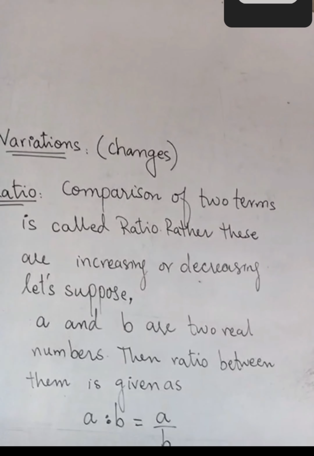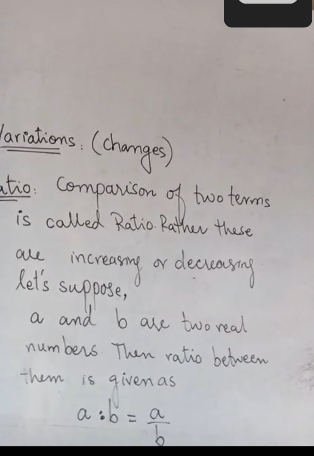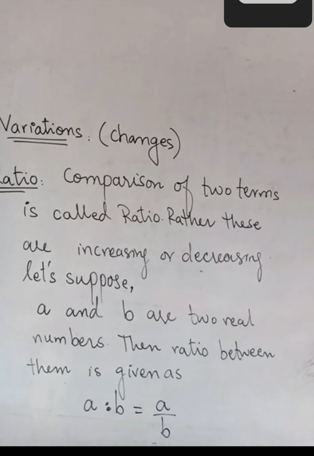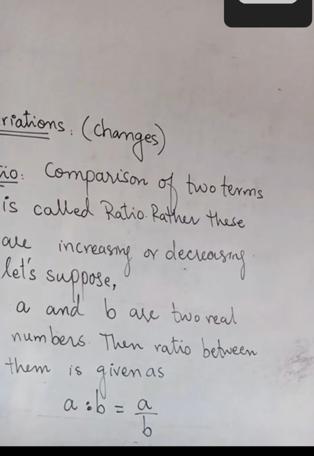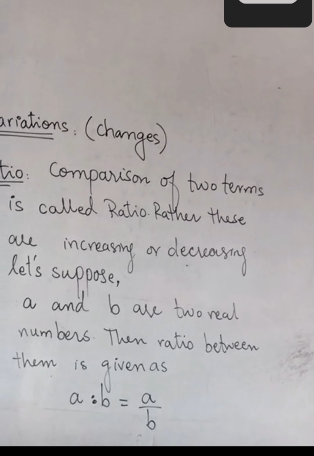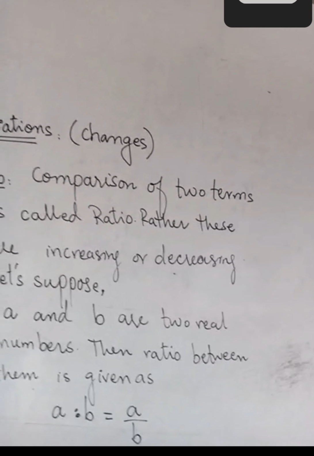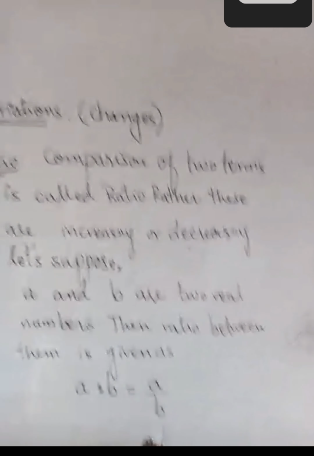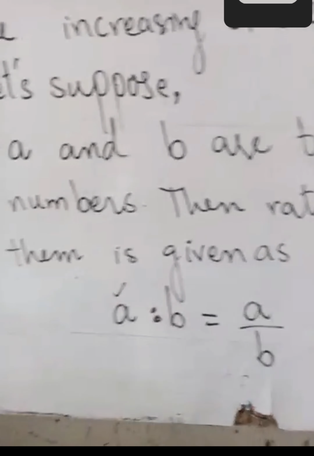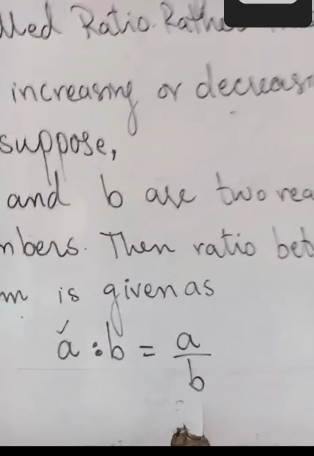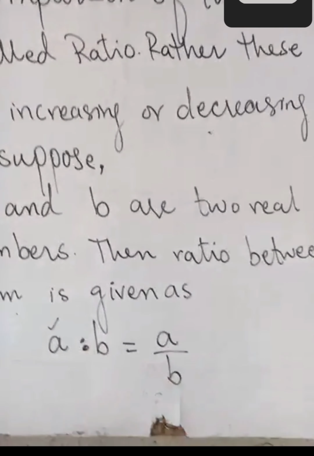The ratio between them is given as A ratio B is equals to A by B, where A is called antecedent and B is called consequent. A is the first term, called antecedent, and B is the second term, called consequent.